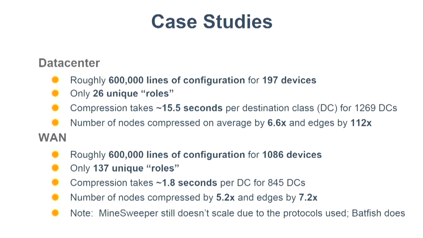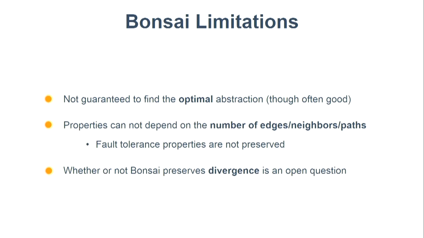One note I wanted to make is that we still have work to do, in that even after compression, Minesweeper was unable to scale in order to process this wide area network, because of the particular combination of protocols that were used that Minesweeper is not very good at dealing with. However, BATFIS, the simulation tool, was able to analyze this wide area network, and it wasn't able to analyze the 1,000 node network. So we're making verification possible, or simulation possible, in situations where it wasn't before.